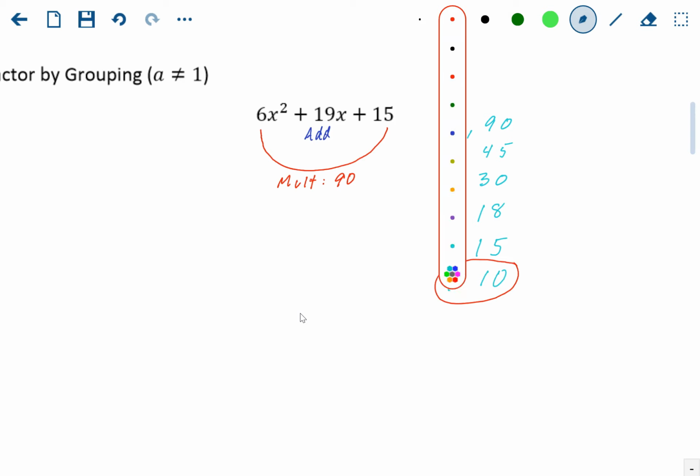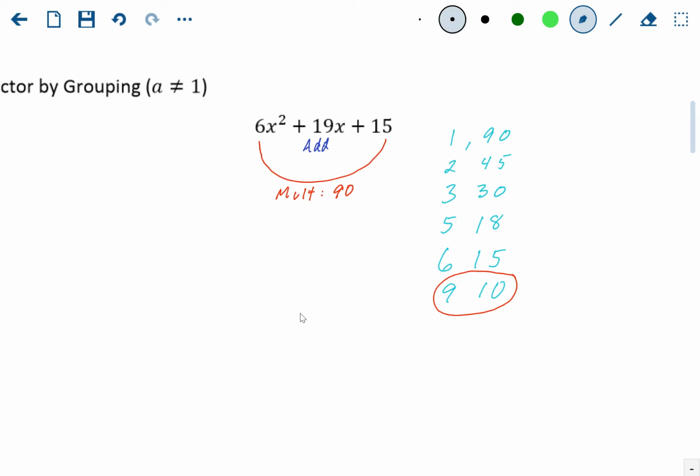So what we're going to do is take that 9 and that 10, and rewrite the original problem. The original problem had 3 terms. We're going to write it as 4 terms, because remember, to do factor by grouping, normally we need 4 or more terms. So we're going to start with 6x squared. We're going to leave the first term alone.